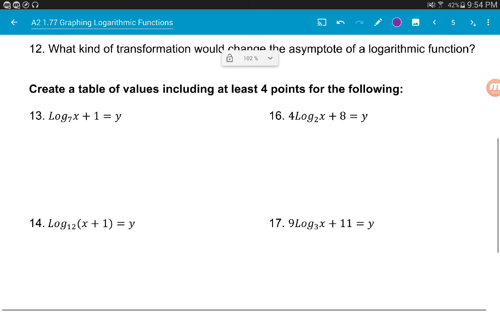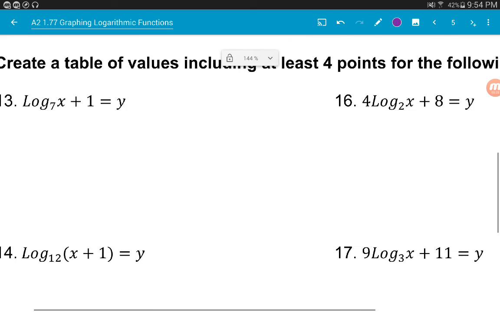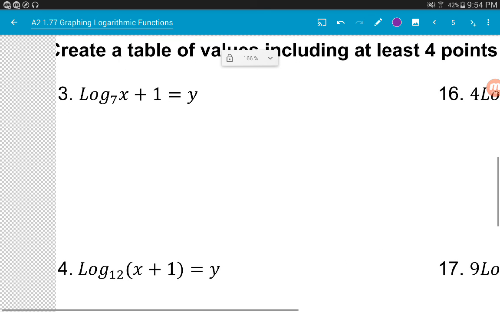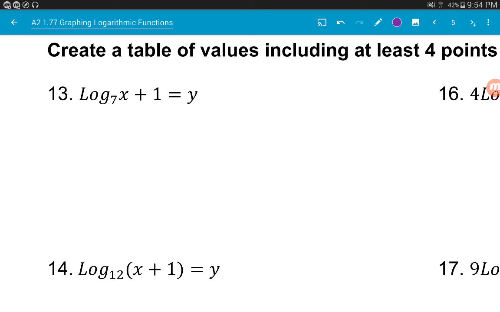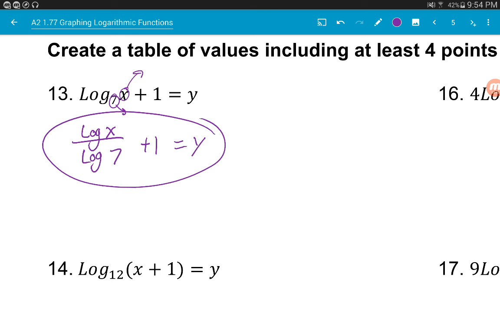Now let's go to one of these examples in the back. If I wanted to type number 13 into my calculator, for instance, remember the x goes up and 7 goes down. So I can write this as log of x over log of 7 plus 1 is equal to y. And I could just plug this into my calculator to graph. I'll show you how with the first one, but I'm not going to show you the answers, just how to type it in.